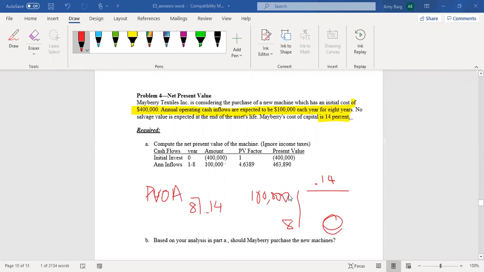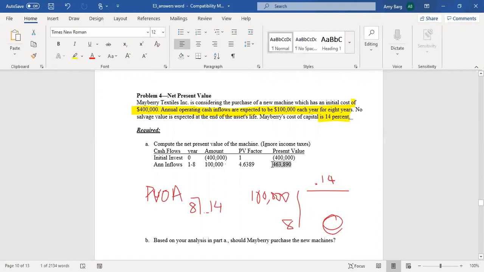now that we have figured out what this number here is, if we just do the math, negative 400,000 plus 463,889, we would get 63,890, and that's our net present value. So Part B asks, based on your analysis in Part A, should Mayberry purchase the new machine?